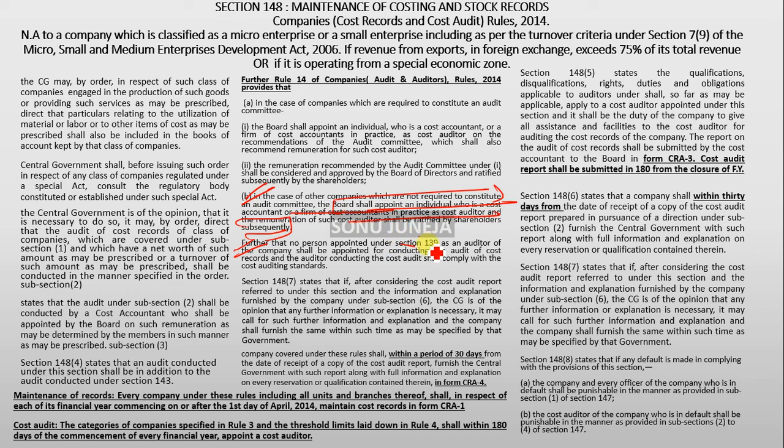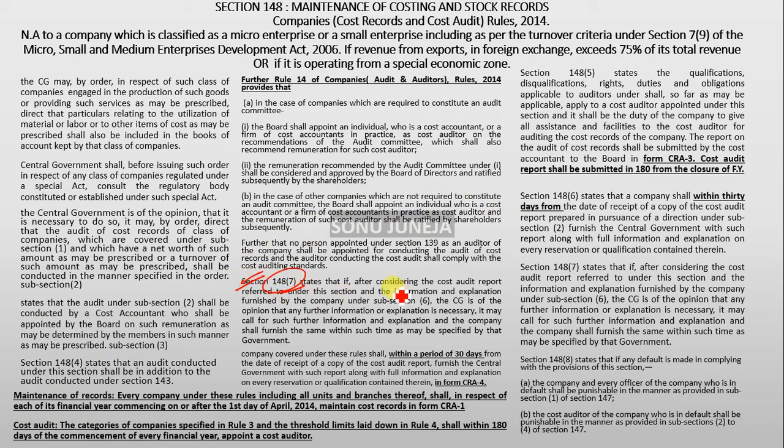Now, a person appointed under Section 139 as auditor of the company shall not conduct the cost audit under this section, and the person who is conducting the audit of cost shall comply with the cost accounting standards.